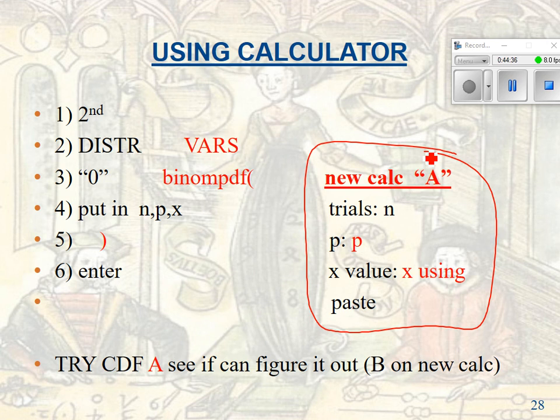Now, the stuff in red here, you're gonna hit second, then you're gonna hit the DISTR button on your calculator, which is the second for the vars button. Then once it's on that next screen, you're gonna go to 0. I think most of the calculators are 0. Some of them, they change them up. I think it's 0, but it should say binom PDF.